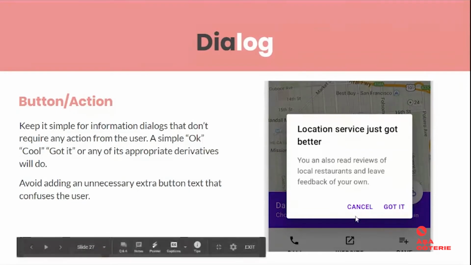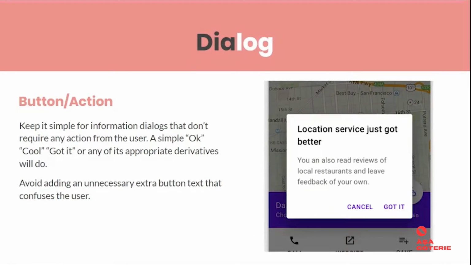By putting cancel here, it now gets confusing. If I'm the user, for instance, I'm like, okay, if I click cancel now, does it mean I won't have this better location service? So in cases like this, just leave a single button that just says okay, that says cool, that says got it, or anything like that.